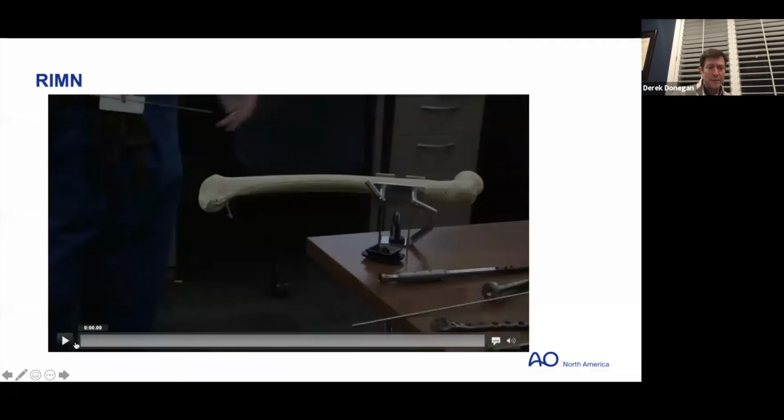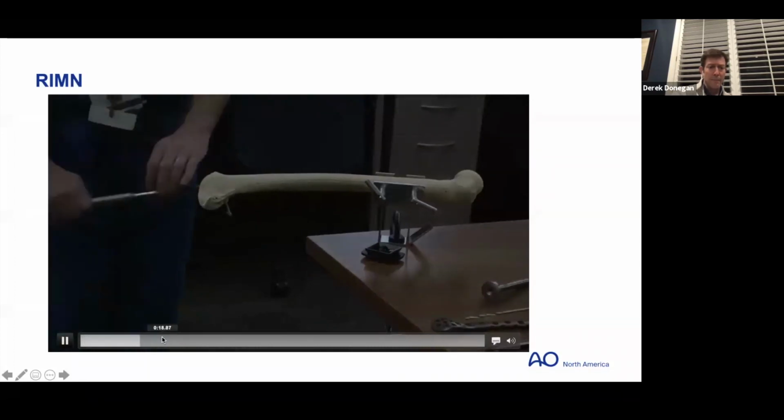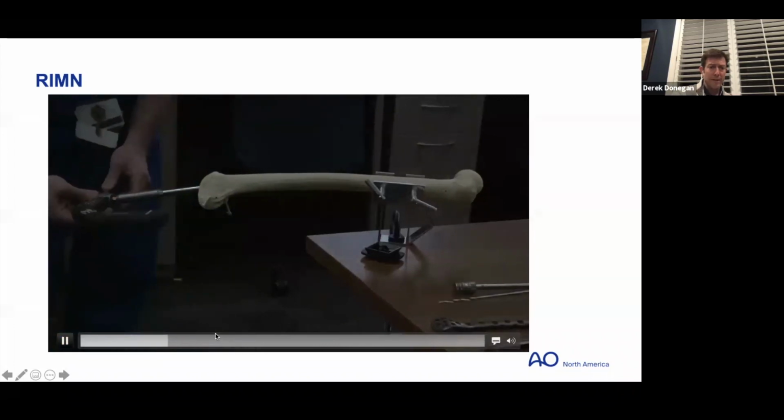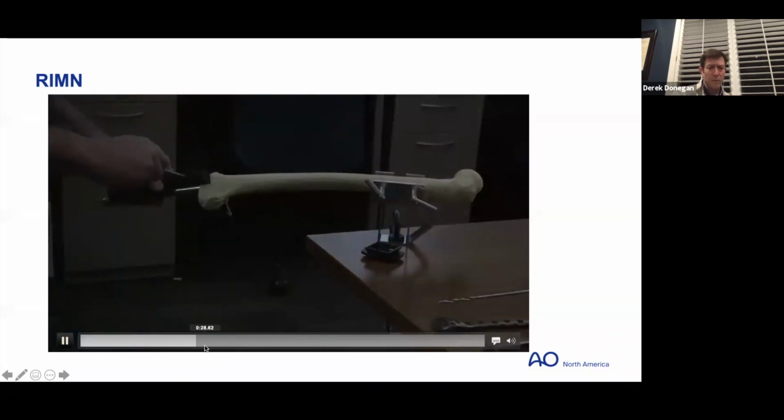So nailing is pretty much the same. The one thing I will say, which John brought up, is using a nail that has multiplanar fixation distally. When you get your locking distally, put those oblique screws in so they would be out of the way of your plate. So you get this provisional fixation with your nail.